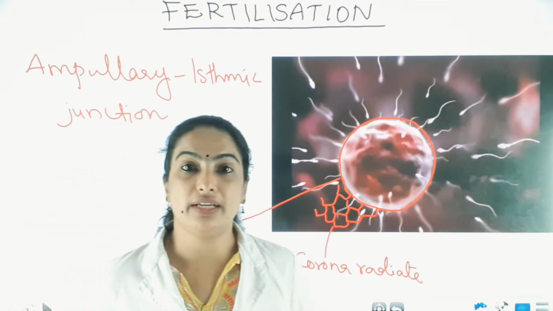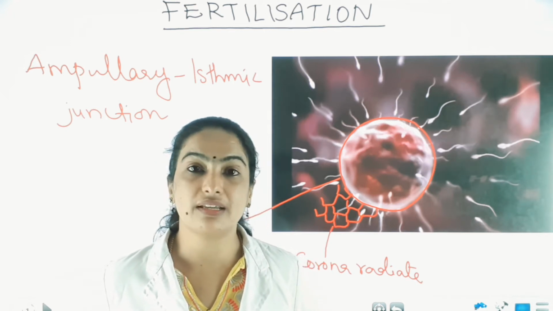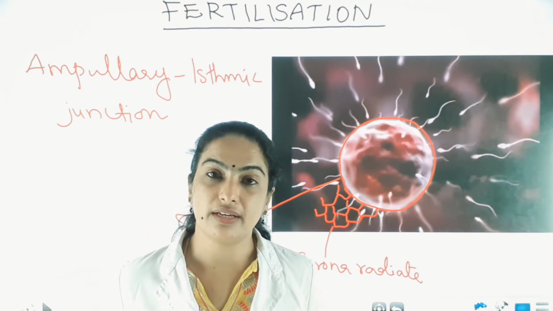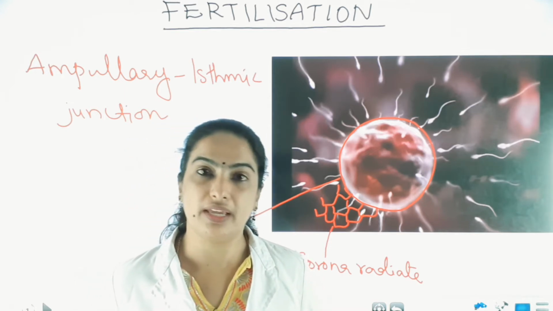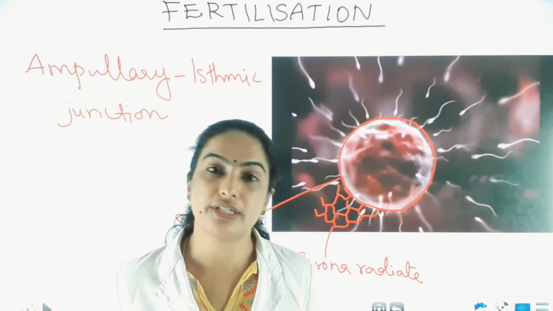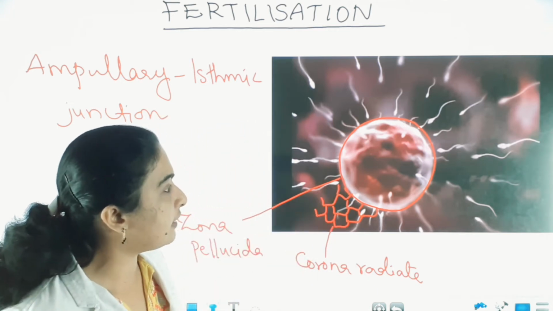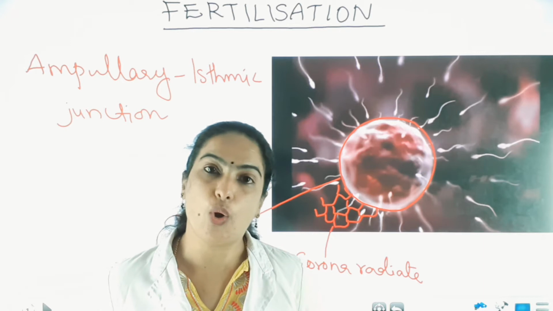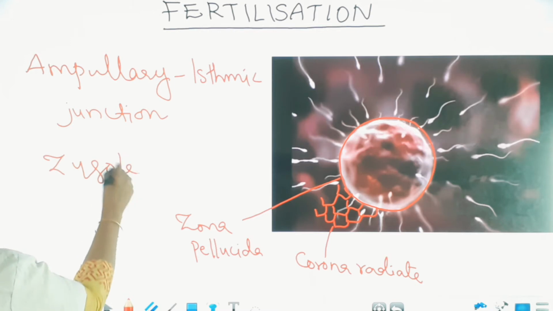Here the second meiotic division, or meiosis II, occurs. So what is the result of meiosis II? As I told you, after fertilization only meiosis II occurs. So here the result of meiosis II is the formation of the second polar body and a haploid ovum. Is it clear? So after the second meiotic division, the haploid nucleus of the sperm fuses with the haploid nucleus of the ovum to form the zygote. So that is the result of fertilization.